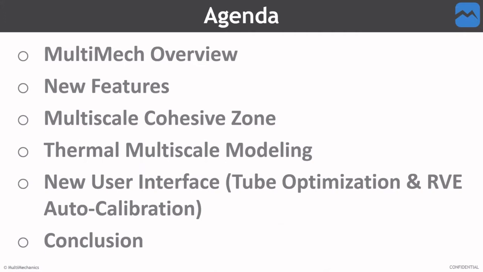After that, we'll go into the new user interface that we've been building for quite some time. We'll go over the three tools that we currently have, which is the tube optimization tool and the RBE auto calibration tool. And then we'll wrap it all up.